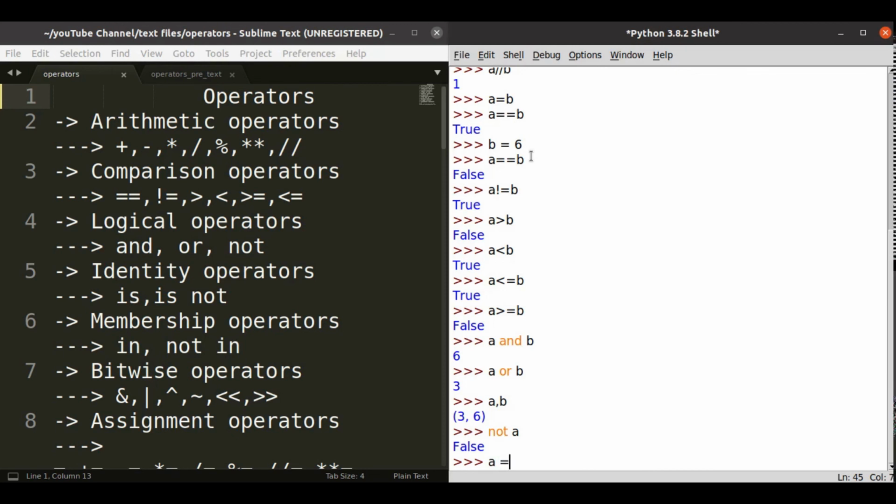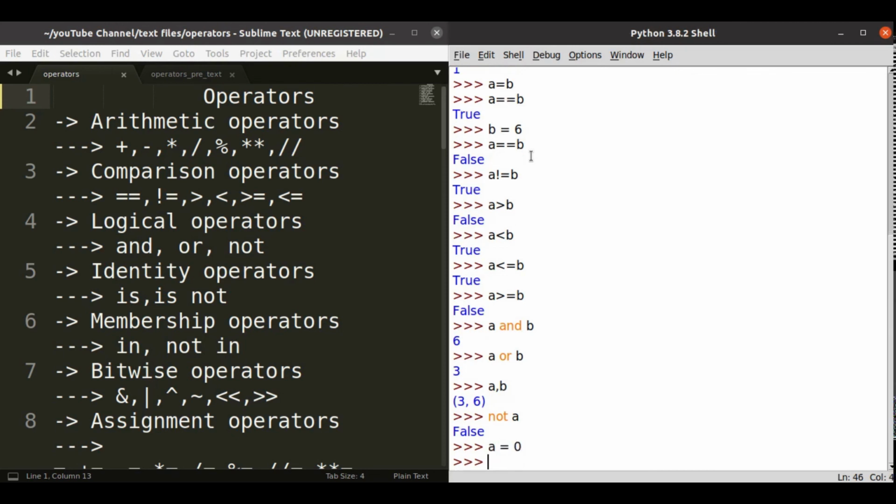Suppose A equals 0. Now again run the command not A, which is true, because A is equal to 0. The interpreter by default takes the 0 value as false, so the opposite of false is true. That's why we are getting true.